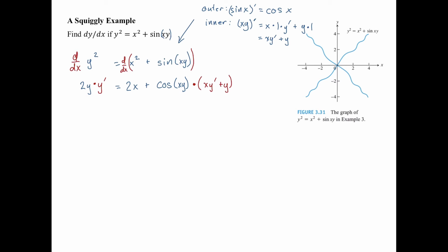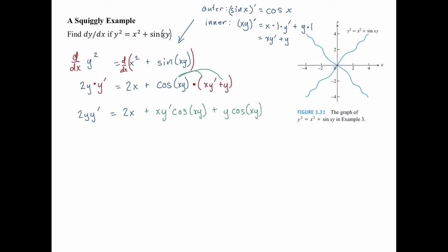So the left-hand side will be 2y, y prime. The right-hand side, the 2x will come down, but I'm going to distribute the cosine between the two different terms. So we'll have plus xy prime times cosine of xy. Then we'll add to that plus the y cosine of xy.